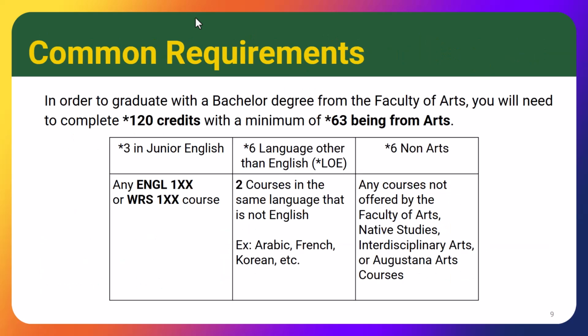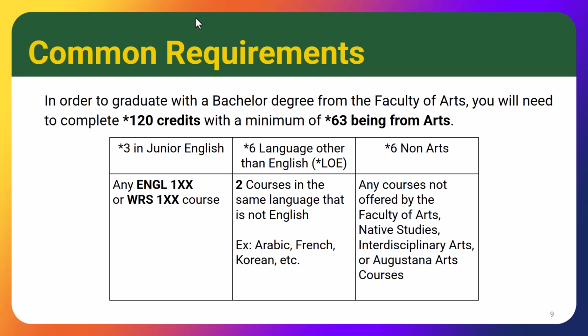We will now discuss the common requirements that are essentially mandatory for all Faculty of Arts students. There are some exceptions, but for the most part, every student within the Faculty of Arts must complete 120 credits, with a minimum of 63 credits being from arts. This is because in order to have a Bachelor of Arts degree, you must have just over half of the majority of your credits being from the arts. Otherwise, if you had more than half from another faculty, let's say science, that would mean you had a Bachelor of Science degree rather than a Bachelor of Arts.